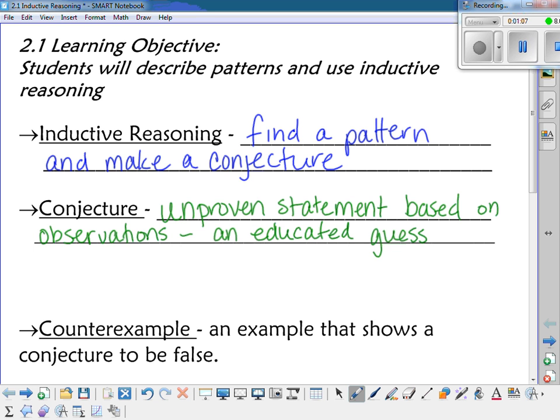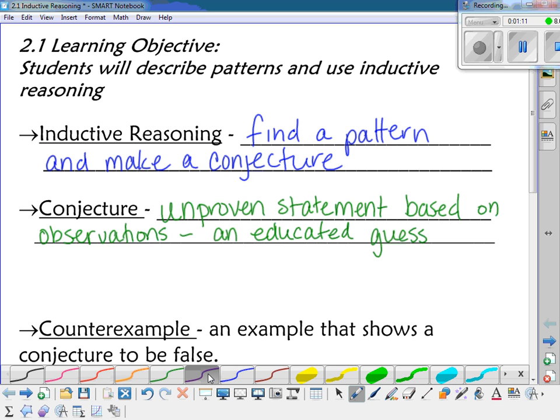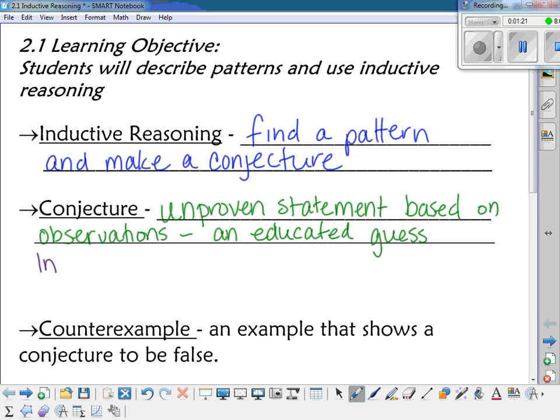Okay, and so in order for a conjecture to be true, it must be true for all situations. So if you find just one time where it's not true, then it's false. So in order to be true, it must be true for all situations.